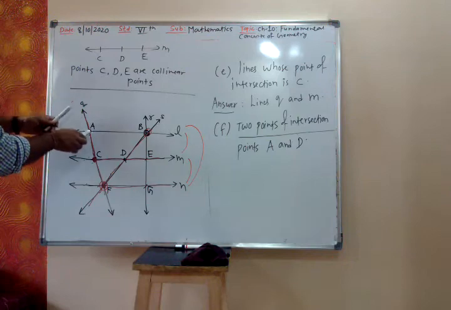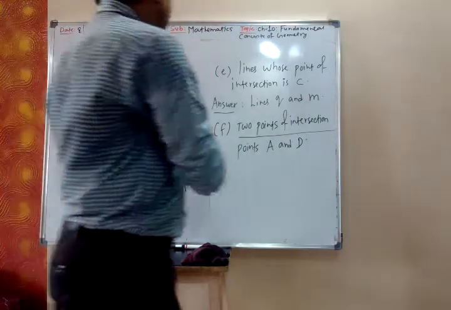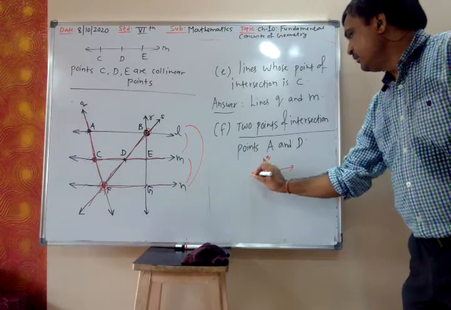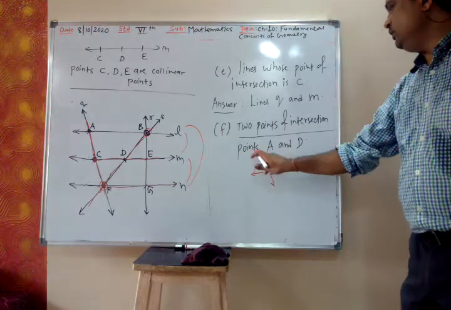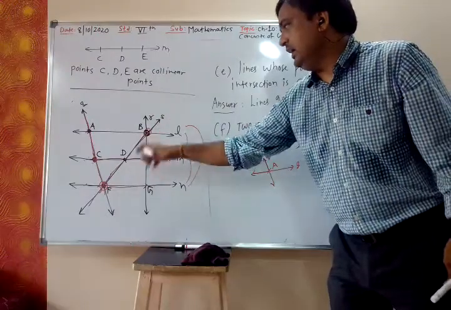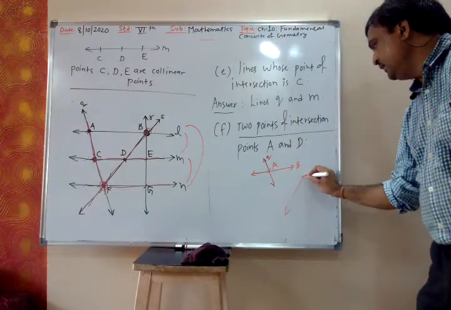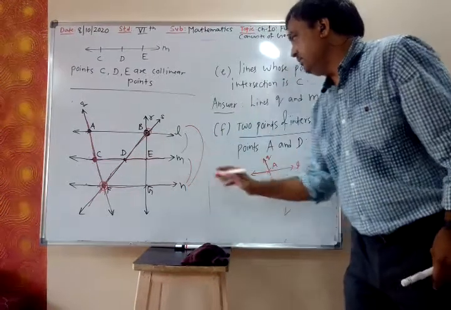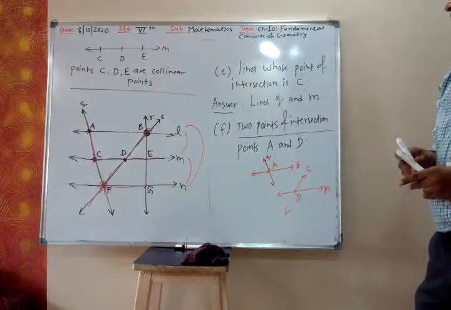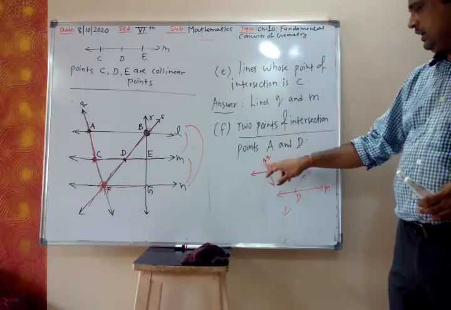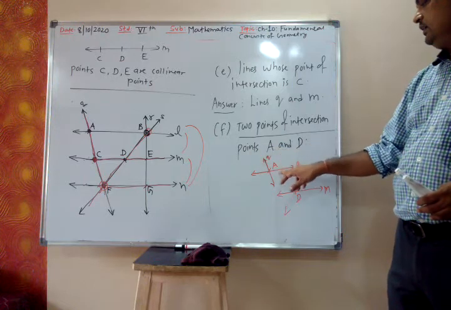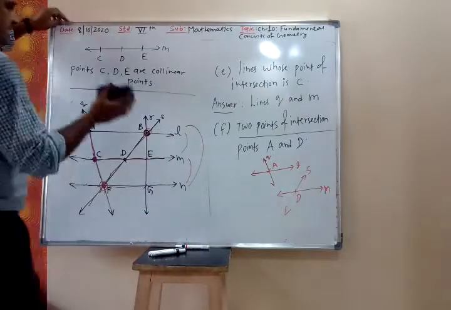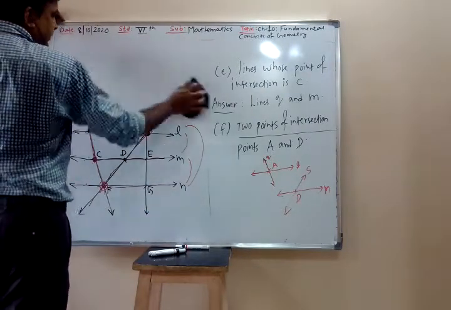See, point A is the intersection of Q and L. See here, this is my line Q and this is my line L, and A is the intersection of these two lines Q and L. Now second, D: if you take the line S and the line M, they meet at D. So the answer is points A and D. A is the intersection of Q and L, D is the intersection of S and N.